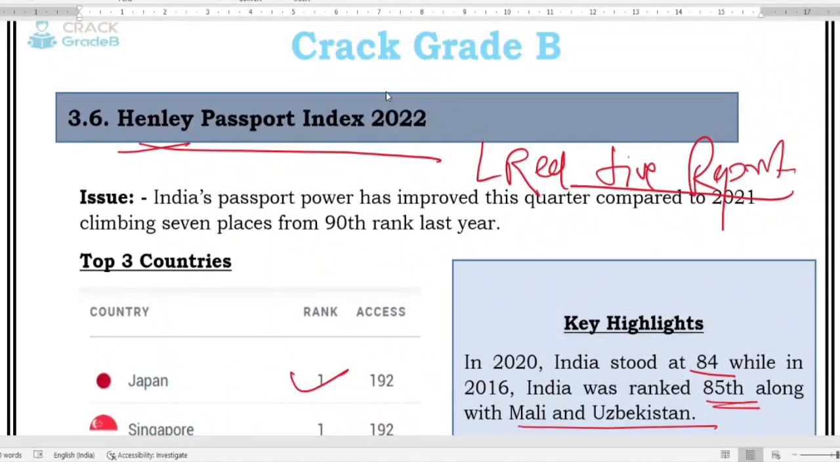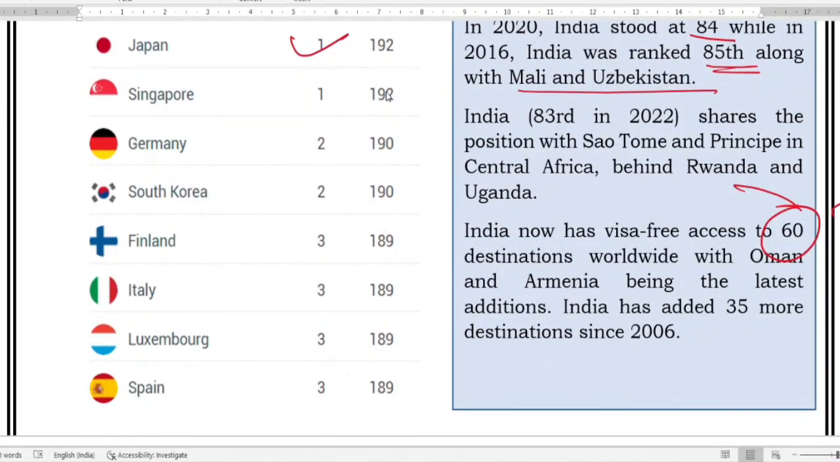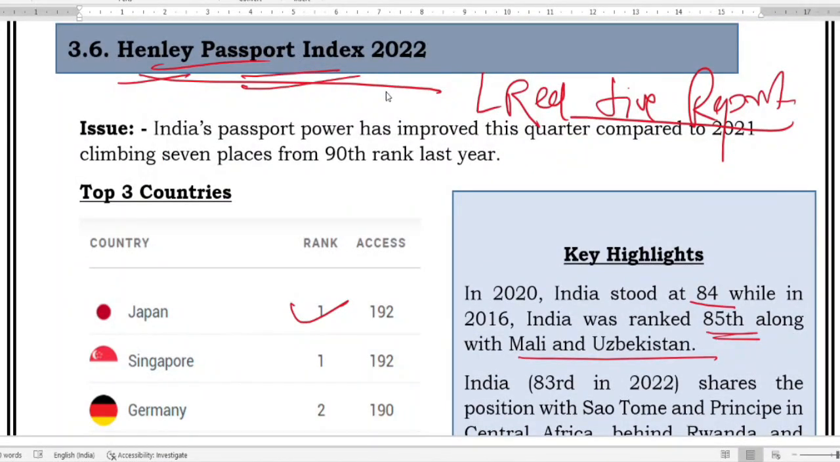So this is real-time data; they update based on the updates from the governments. Let's say tomorrow a country announces that from today Indians will no longer need a visa to get entry. So this will increase to 61, meaning our passport strength has increased. They will update the data immediately. So this is known as a real-time report. This is one of the real-time reports.